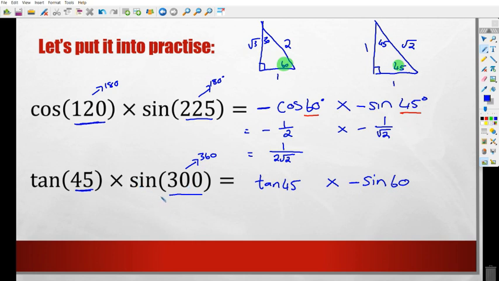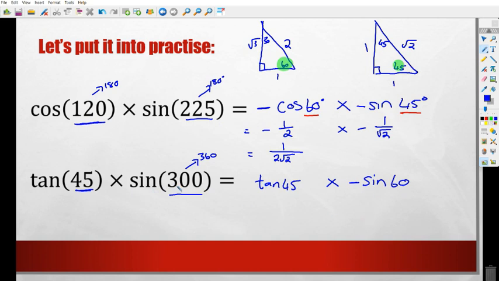I just want you to take note of cos of 120 and negative cos of 60. This is just saying the same thing in a different format. Same thing with sine of 225. I'm writing it in a different format, and that different format is negative sine of 45. So it's still the same thing. I didn't change anything. They're equal to each other. Same thing with the sine of 300. Sine of 300 is equal to negative sine of 60.